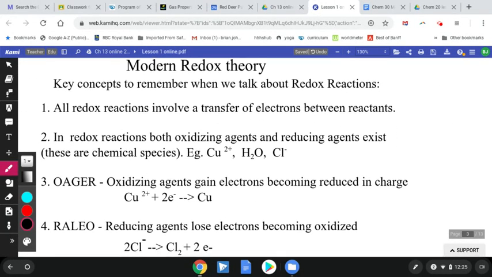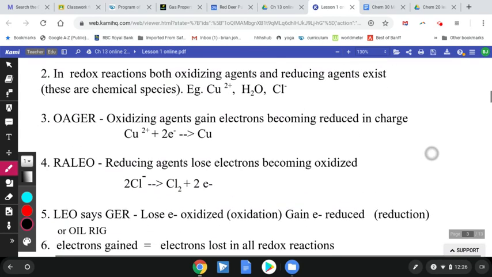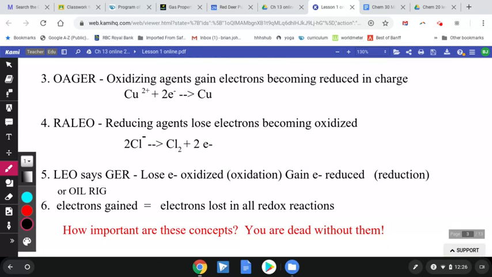Modern redox theory. So in your study guide, you will want to pause this and copy these down. These are critical to your success in this chapter, being able to use the vocabulary and understanding the key ideas. So please write these down on page 190 of your study guide. And here's the last two, so you can pause again to fill in 5 and 6.